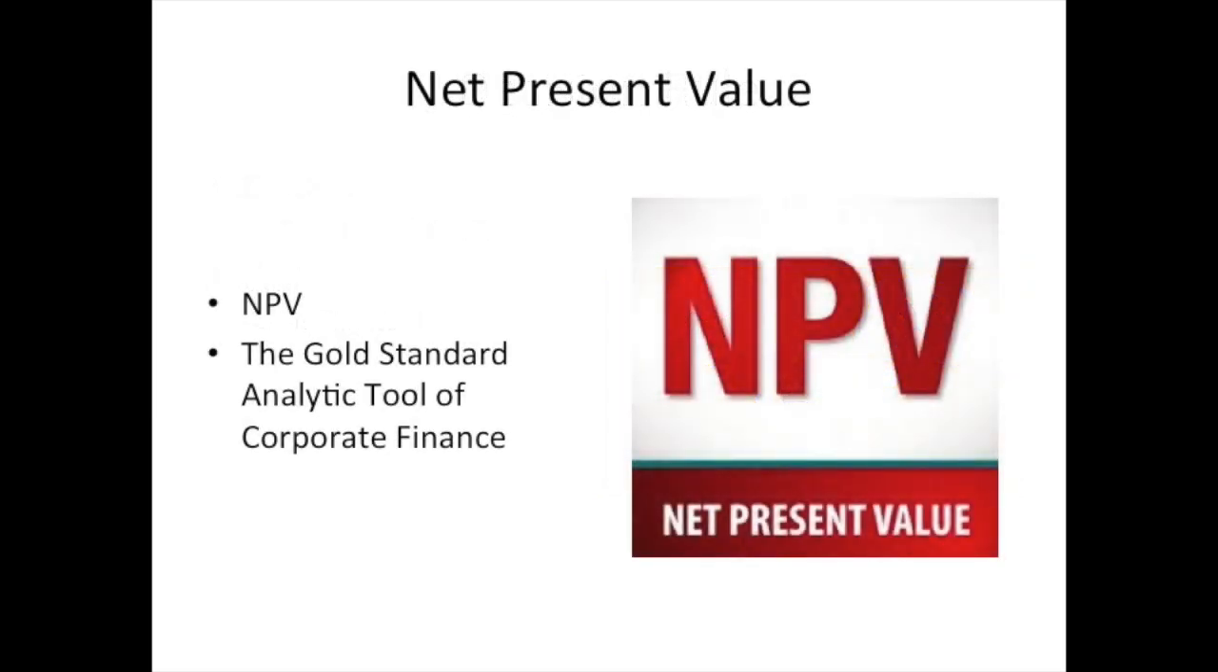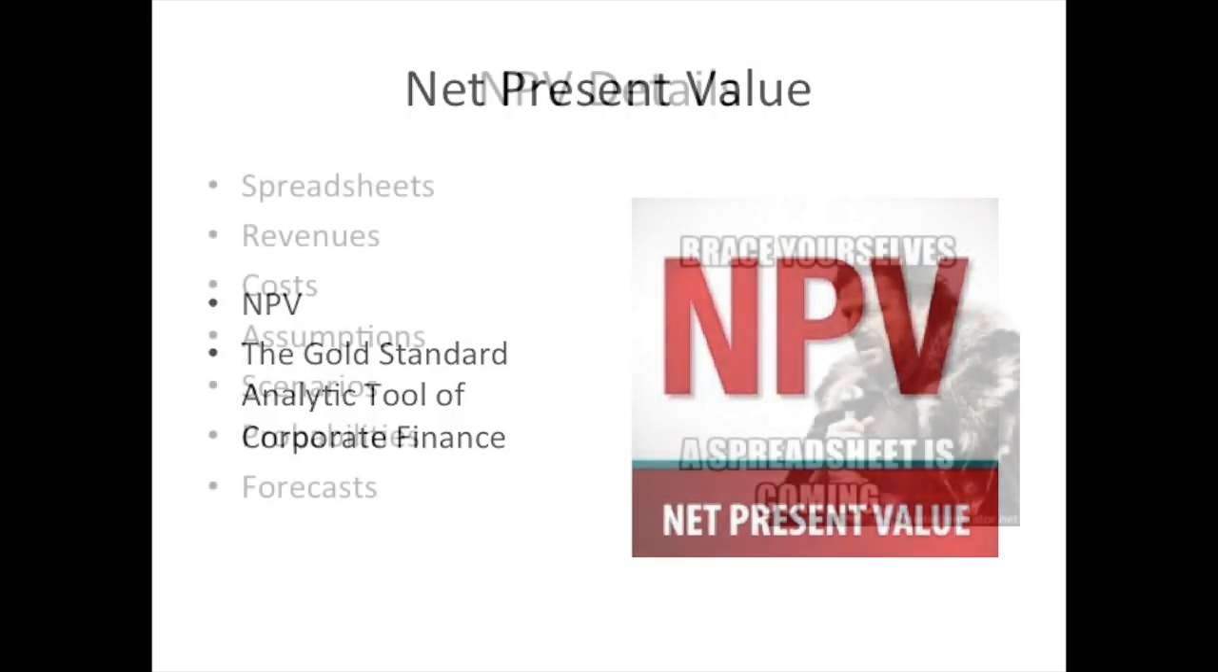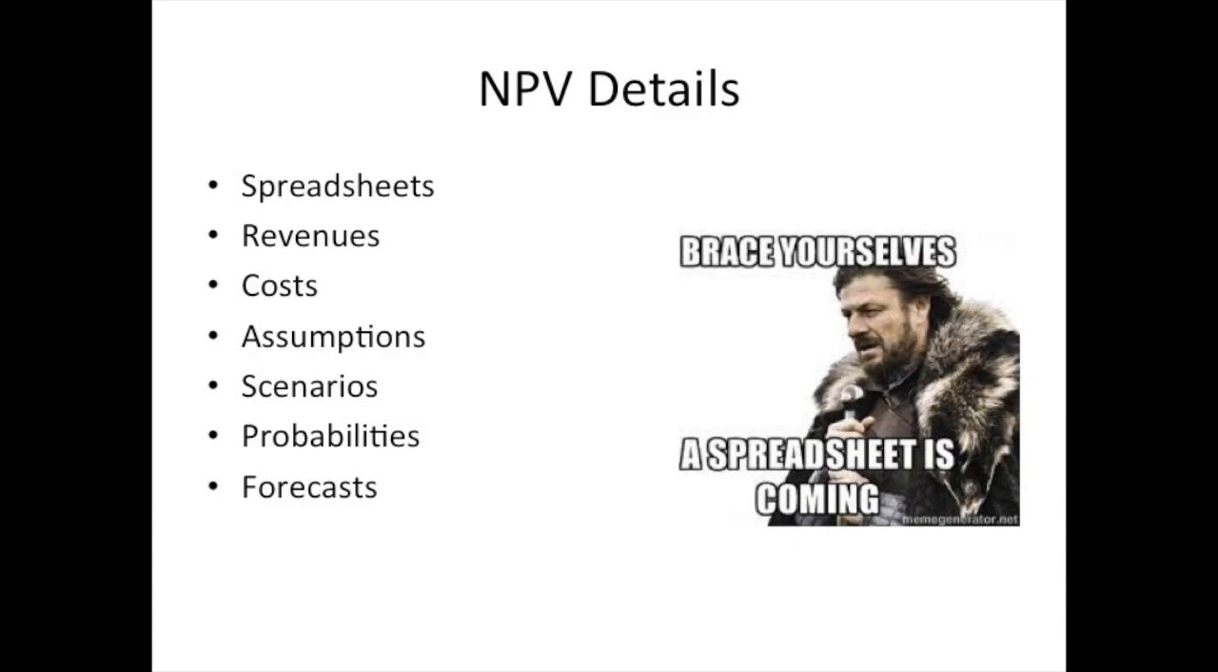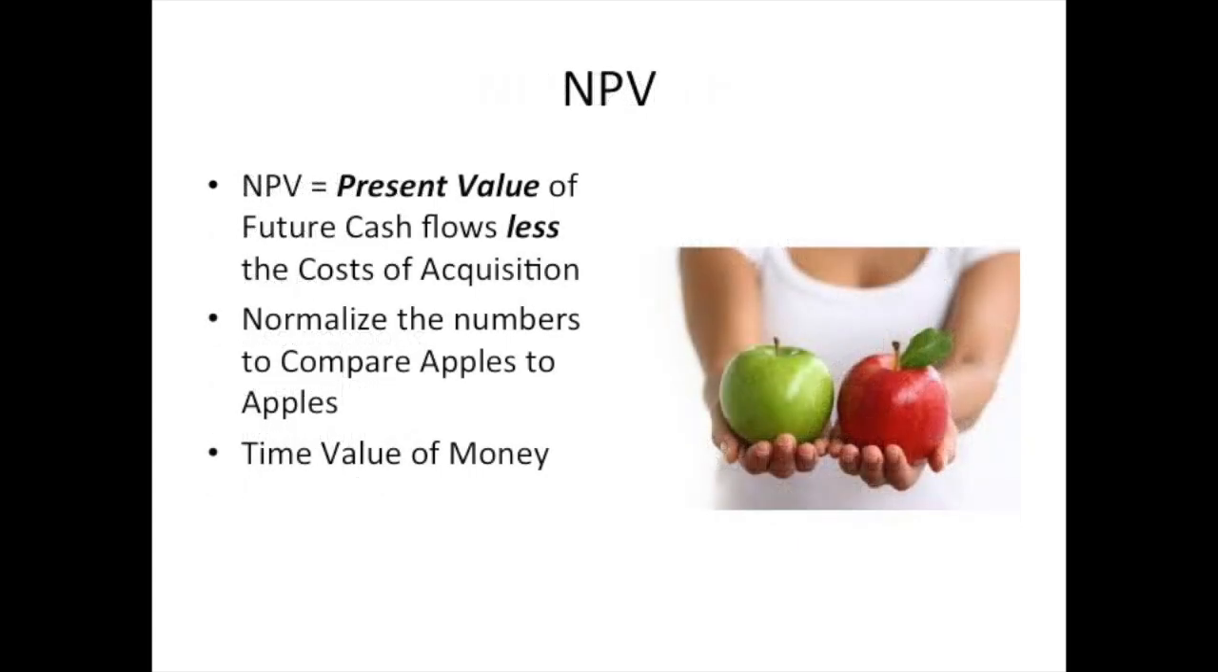NPV is the main tool used to value assets and make decisions about projects, purchases, mergers, or acquisitions. The spreadsheets can get pretty complicated when they are populated with all the costs, revenues, and expense projections, and the assumptions about the timing and the risk. But the basic idea is always to compare the costs to the future benefits and compare them apples to apples by taking into account the time value of money.